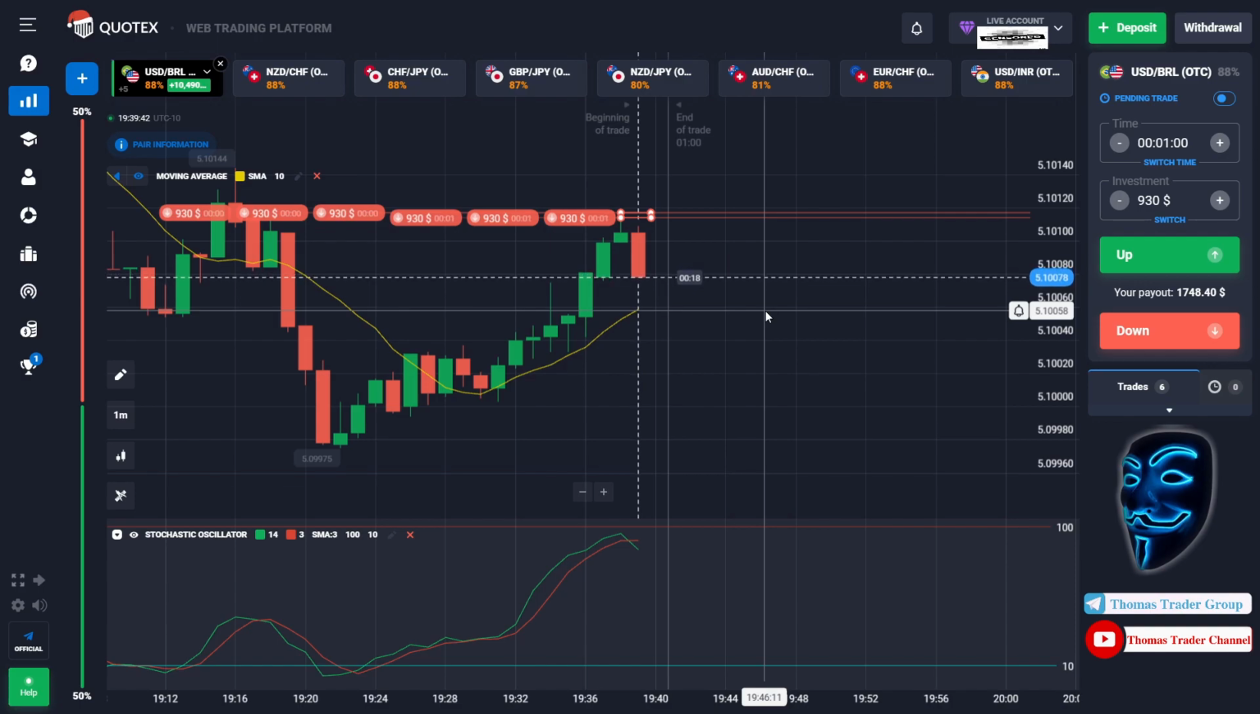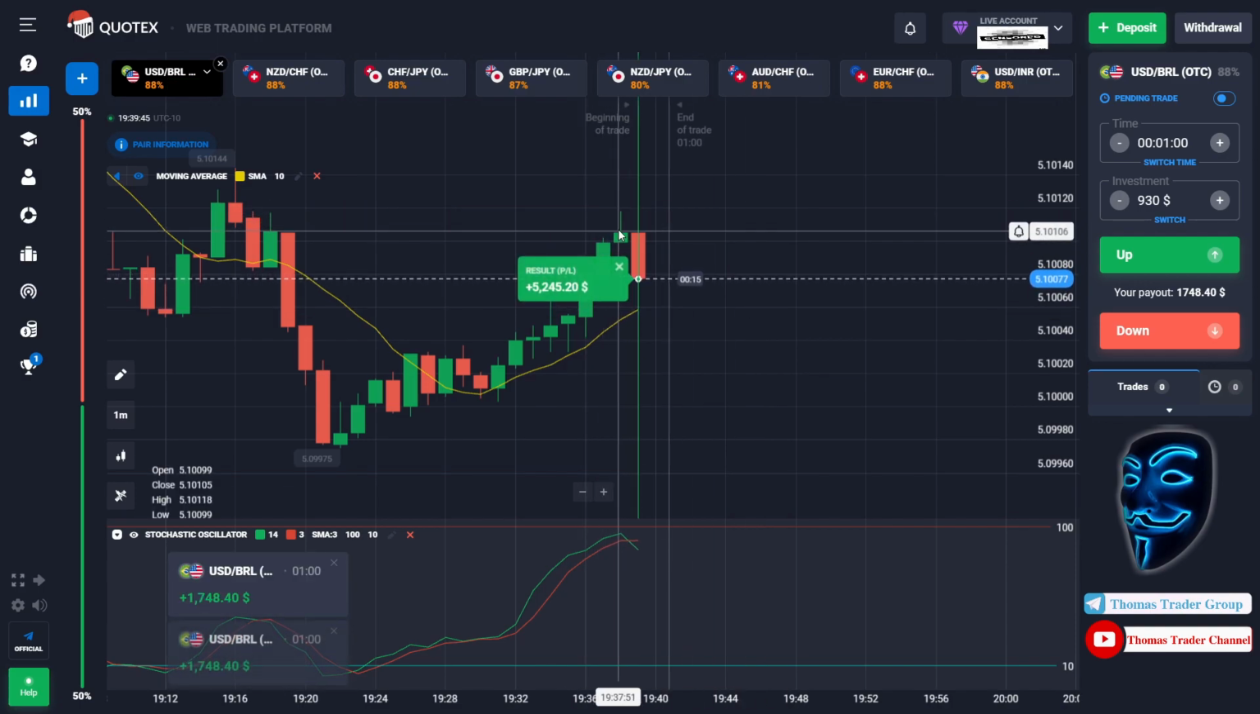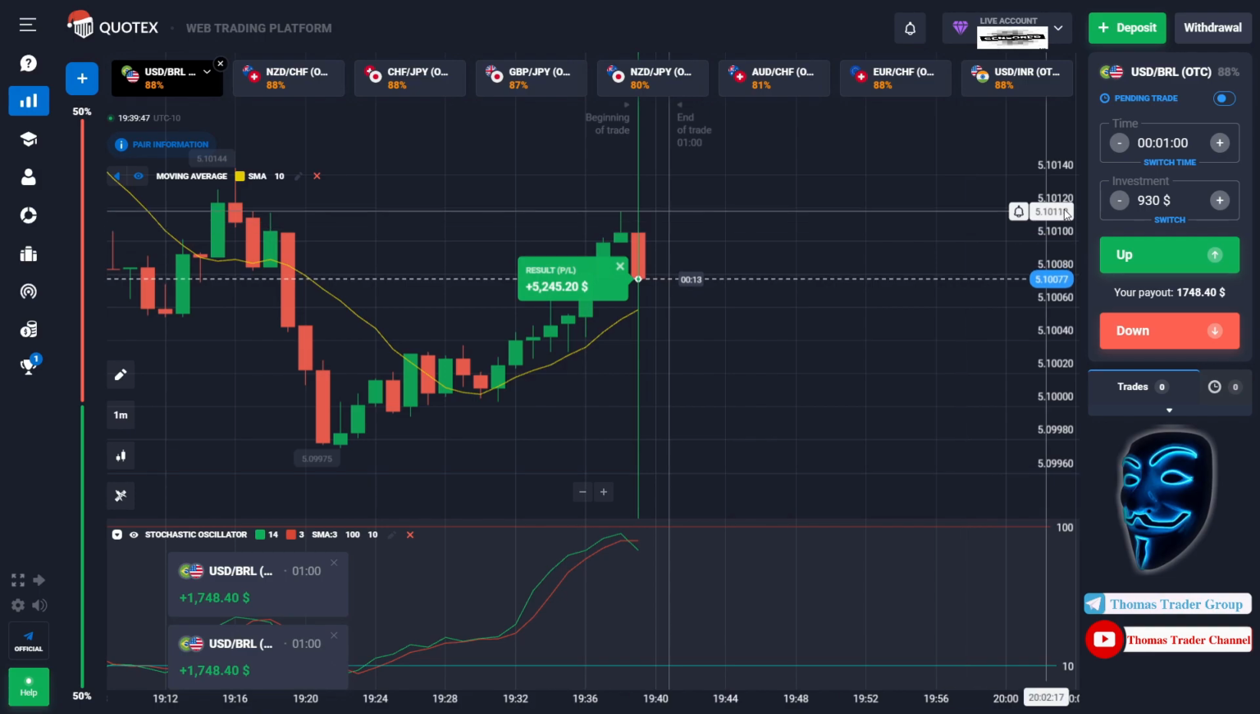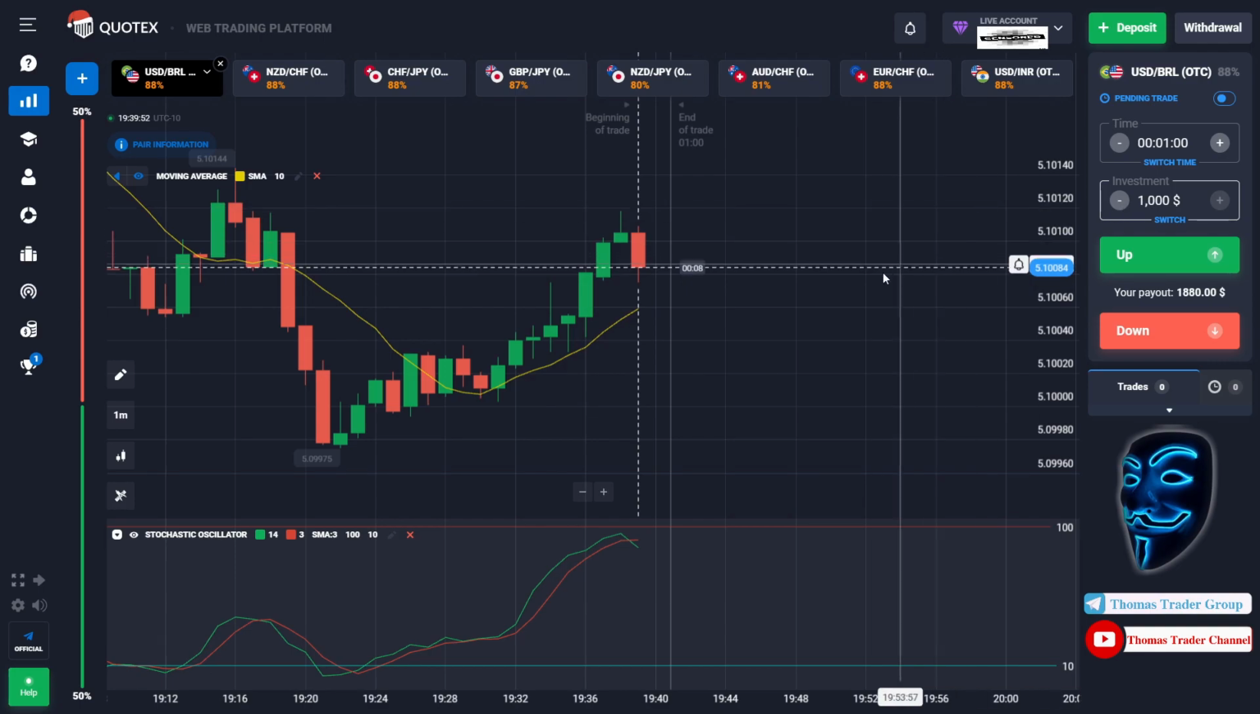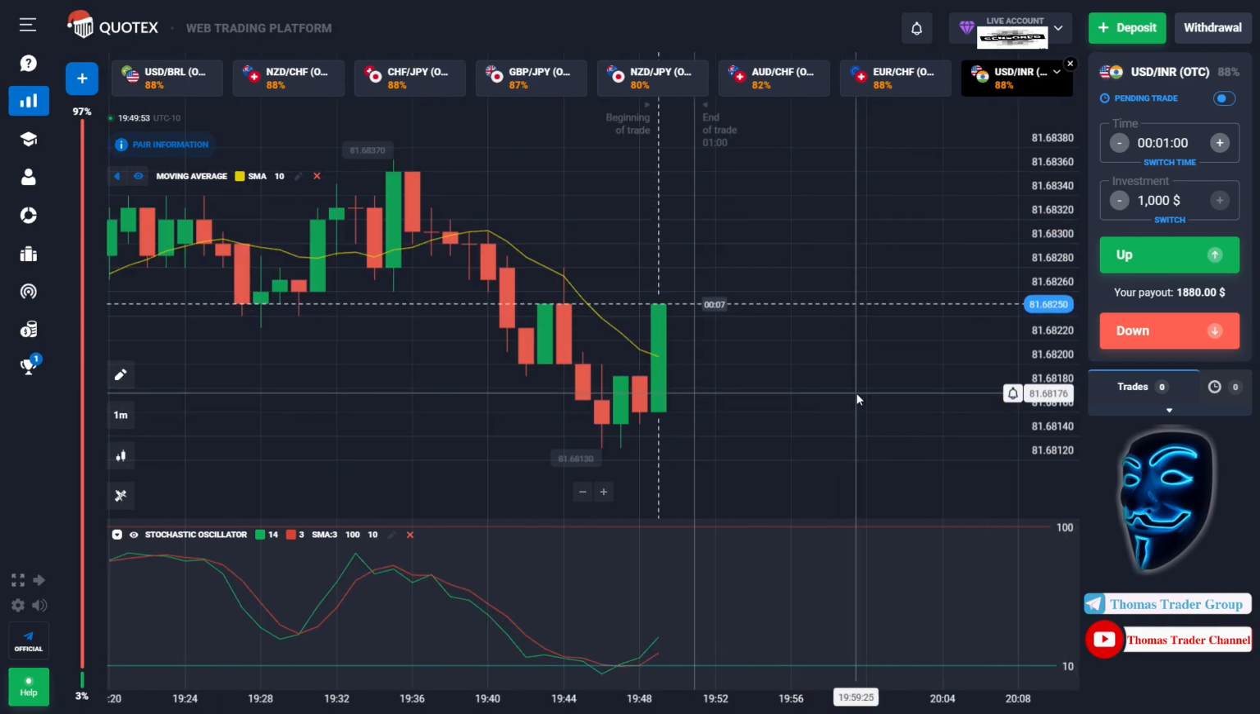We made a right prediction over here. We made a profit of $10,400. Let's divide it into 10. We will open 10 positions of $1,000 in the next open position. I think that's enough for today.